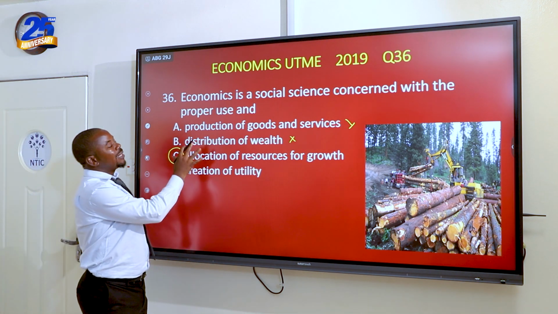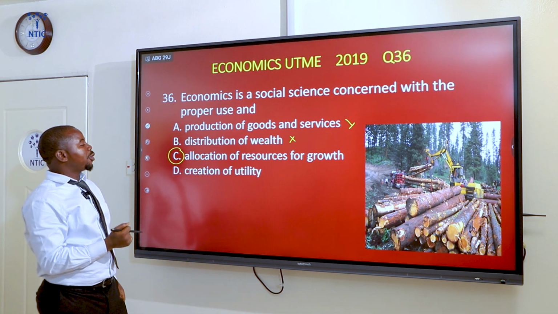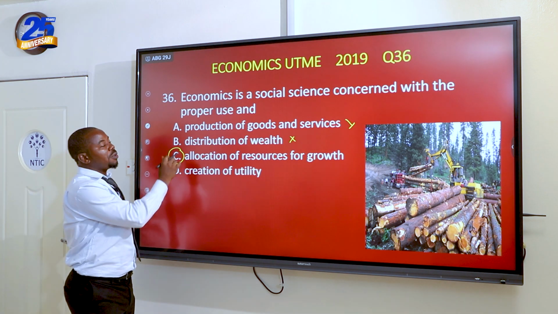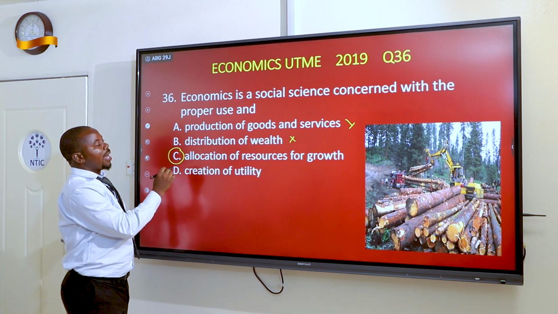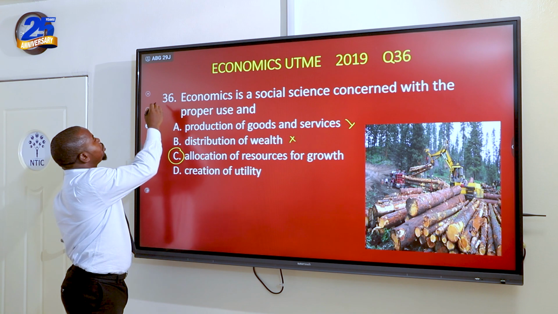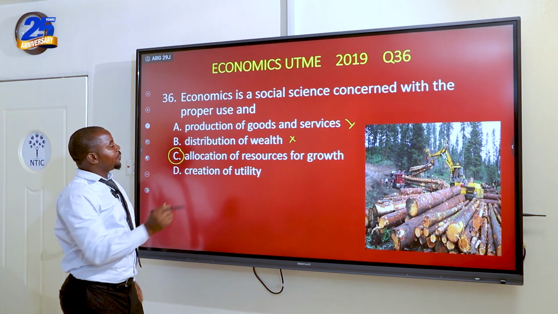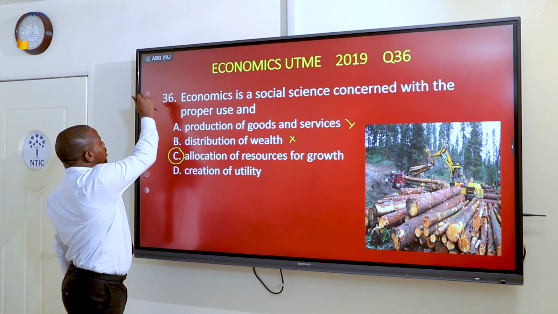As we all know, resources are limited, and since human wants are unlimited, we need to ensure that the limited resources are efficiently utilized by way of allocation as to what to produce, how to produce, and for whom to produce. So efficient utilization of resources is very vital. Then the correct option is option C.